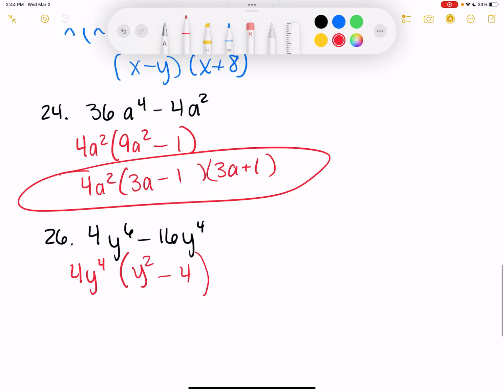Okay, now what is this? Difference of squares. So what does that factor into? Y squared minus 2. Y minus 2 again. Y plus 2. Y plus 2. Let's go.